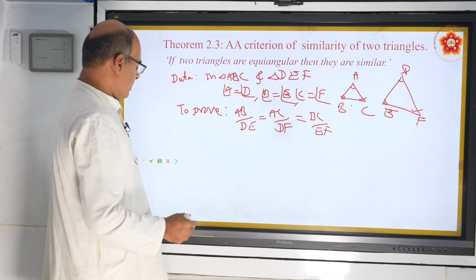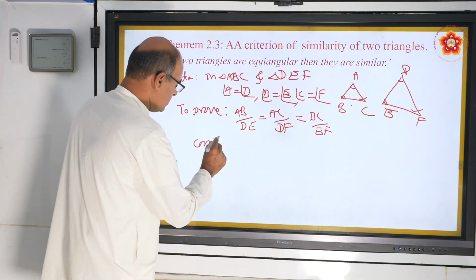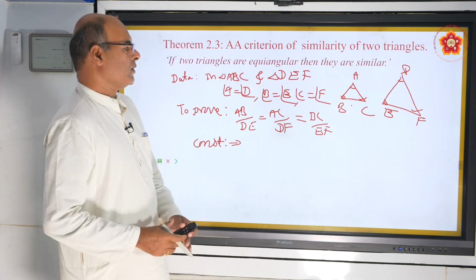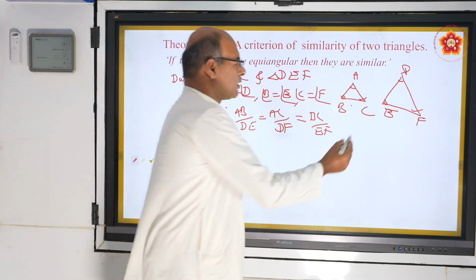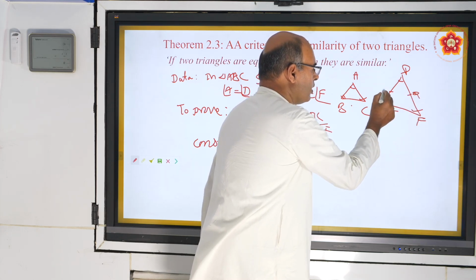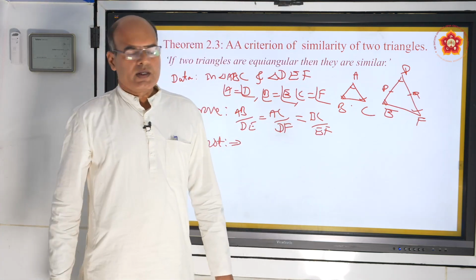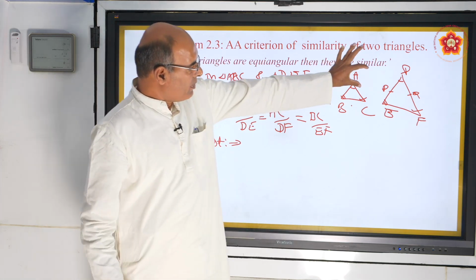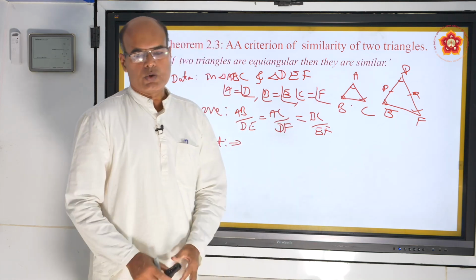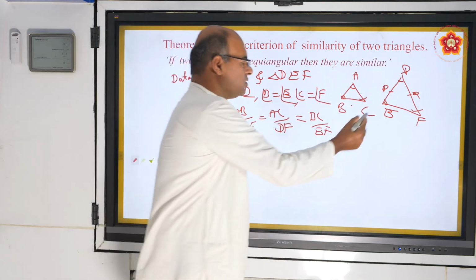So for that we need a construction. Mark a point P on DE and point Q on DF such that the length of AB is equal to DP and AC is equal to DQ. So join P and Q.